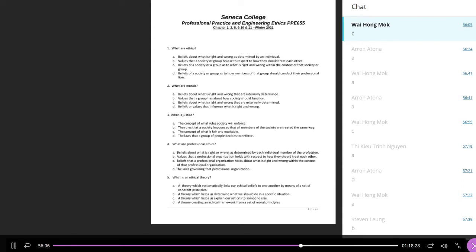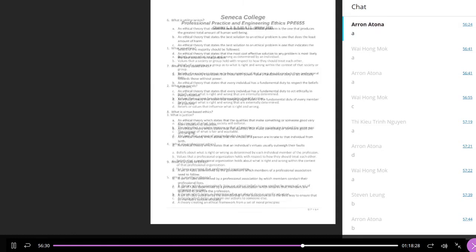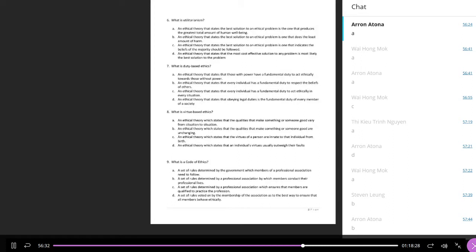The answer here is C, beliefs that a professional organization holds about what is right or wrong within the context of that professional organization. What is an ethical theory? Yes, the answer to number 5 is A. Number 6, what is utilitarianism? And the answer is A, the one that produces the greatest amount of human well-being, however you measure that.